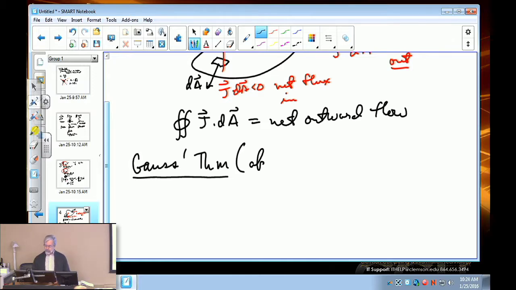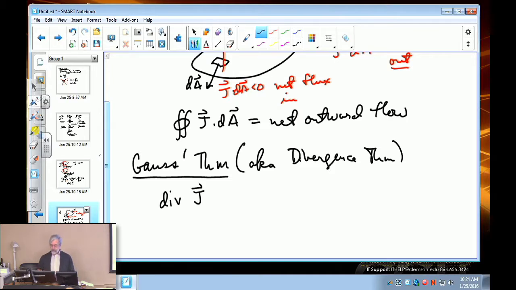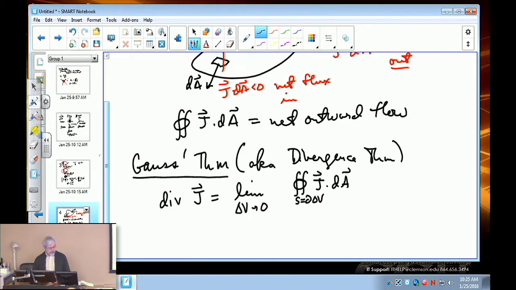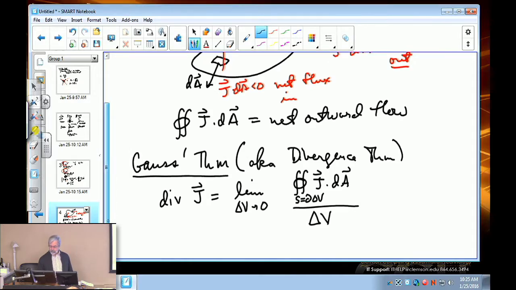Gauss's theorem, also known as the divergence theorem, involves the divergence, and we need first to define the divergence. So we have the divergence of a vector. This is the fundamental definition of the divergence. I'm going to take a small volume and enclose it with a surface, and see how much of J is pointing out through the bounding surface. So it's the limit as the volume becomes small of the integral of J over the surface that bounds the volume, and I'm going to divide by that volume.